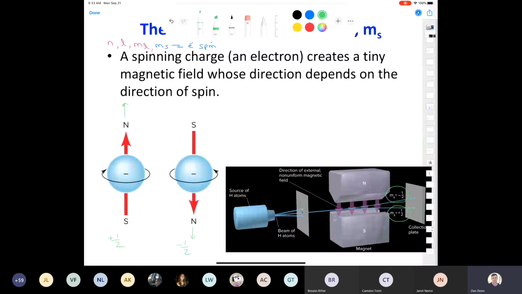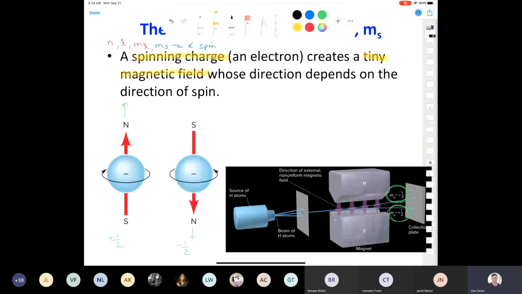And if you're wondering, are you going to ask me all about magnetic fields and everything? No, I think the only thing you really need to know from this slide is that an electron can either be plus a half or minus a half, which are the possible MS values that are shown right here. And you should also know that a spinning charge is going to create a magnetic field. So I can underline that for you: a spinning charge will create a little tiny magnetic field.